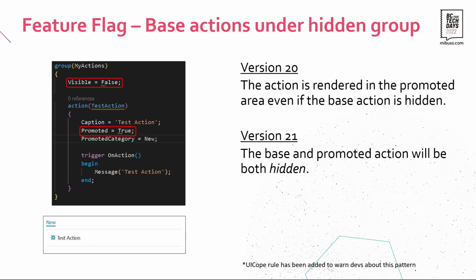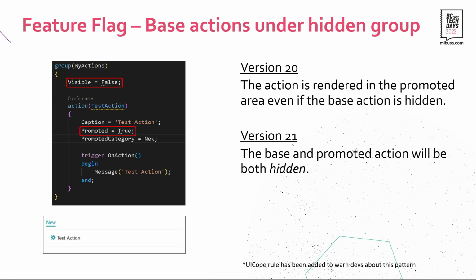And here's another thing we do. So let me just explain a scenario. Here you have a group that's hidden, and inside it you have an action which is promoted, with Promoted equals true. So in version 20, you will still see the promoted action on the left-hand side. And that's because the way we created the promoted action was by taking a copy of the base action and then putting it into the left-hand side. So it was no longer under a hidden group when it was moved to the left side.